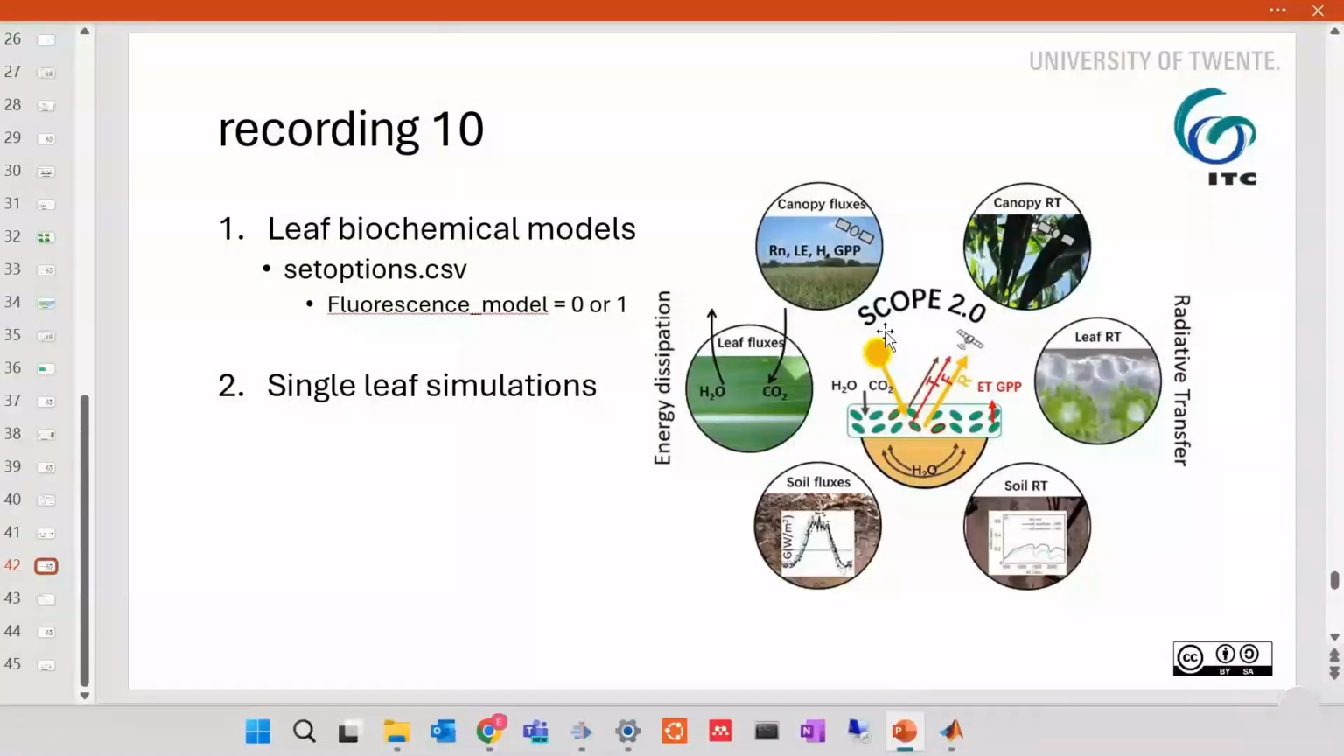Hello, I'm Yegor Prikazuk, and this is the user guide of the SCOPE (Soil Canopy Observation of Photochemistry and Energy Fluxes) model. We are going to talk about leaf biochemical models, and you will learn how to run single leaf simulations with SCOPE, the famous modularity of SCOPE.